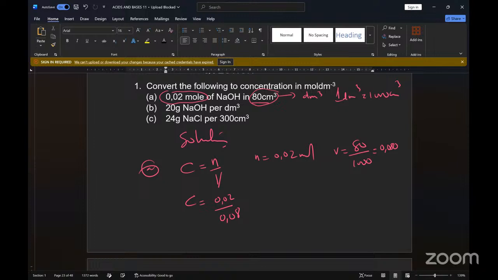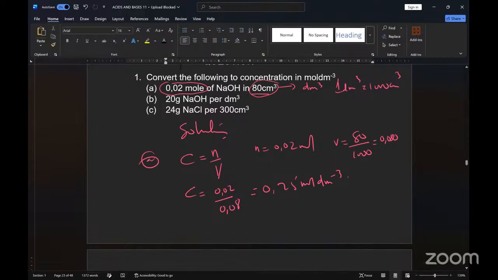a concentration of 0.25 mole dm minus 3. So when you do that, you get the answer.